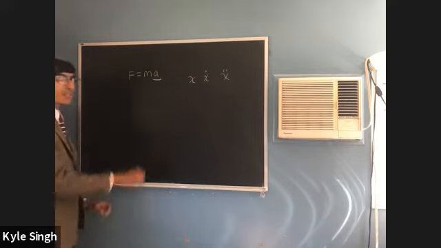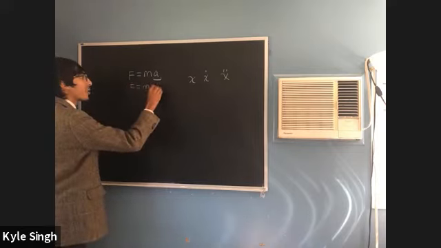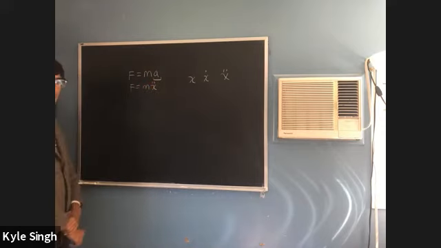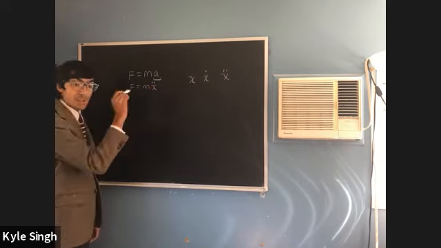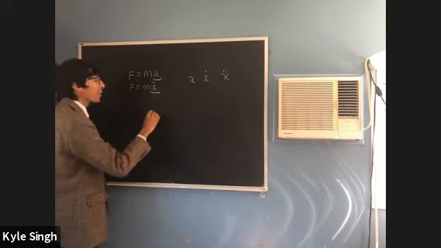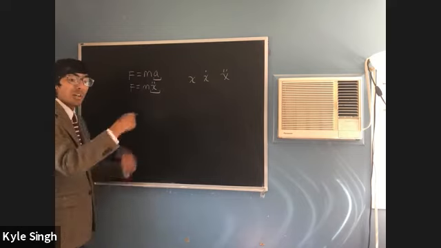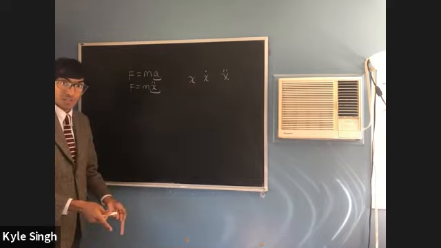Okay, so why is F equals ma a differential equation? Well, let me rewrite it in our physicist notation. F equals m x double dot. It's because this is a second derivative, okay? This is a second derivative. Therefore, this is a second order differential equation. If this was velocity, it would be a first order differential equation.